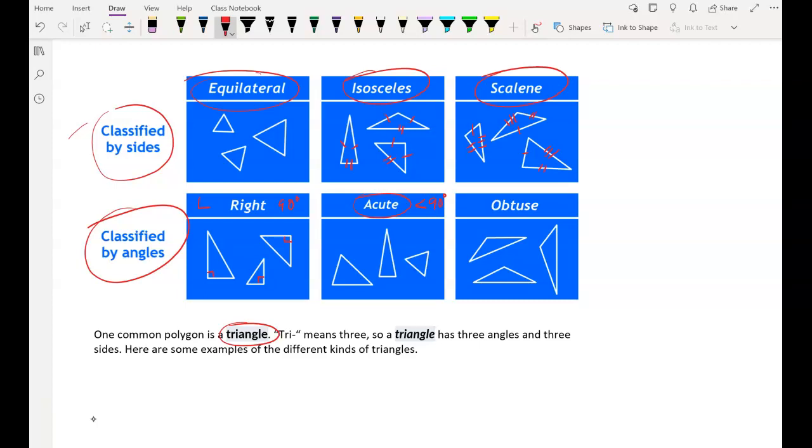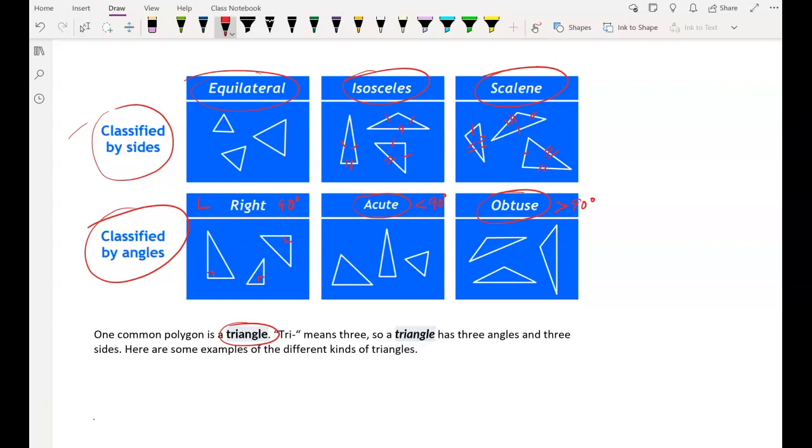In an obtuse triangle, you have one angle that is more than 90 degrees. But you can only have one that's more than 90 degrees because the other two need to be less than. But you only need one angle that is more than 90 degrees for it to be obtuse.